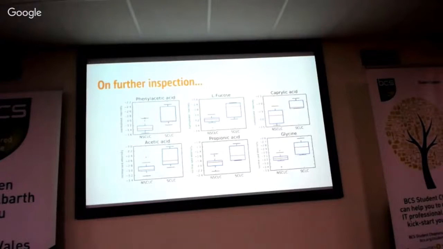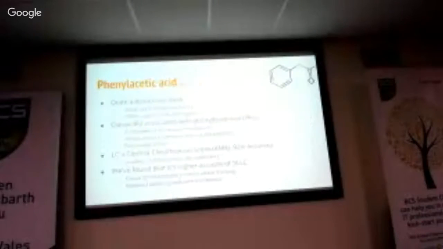But on further inspection, something interesting happened. So in these box and whisker charts, you have your normal things actually causing cancer, like glycine and glucose, which is sugars, etc. But if you look in the top left-hand corner, you have this thing, I can't pronounce it, citric acid. So this is actually quite an interesting chemical.